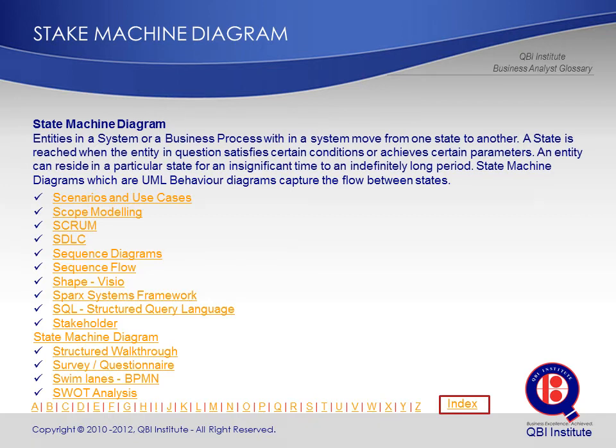State machine diagram. Entities in a system or a business process within a system move from one state to another. A state is reached when the entity in question satisfies certain conditions or achieves certain parameters. An entity can reside in a particular state for an insignificant time to an indefinitely long period. State machine diagrams, which are UML behavior diagrams, capture the flow between states.